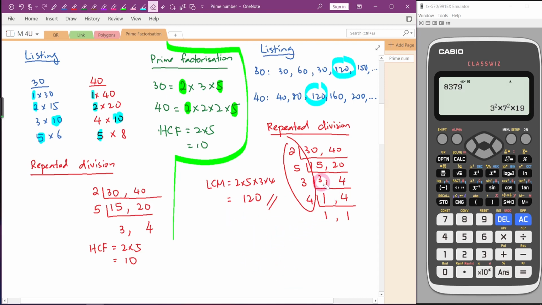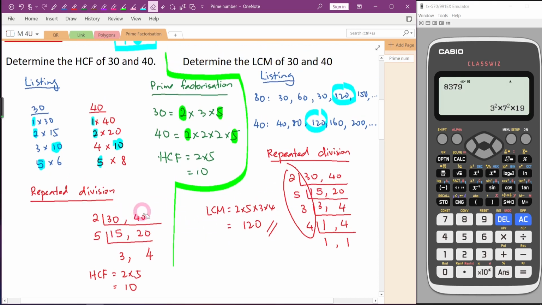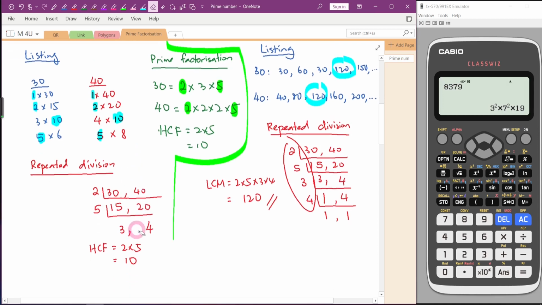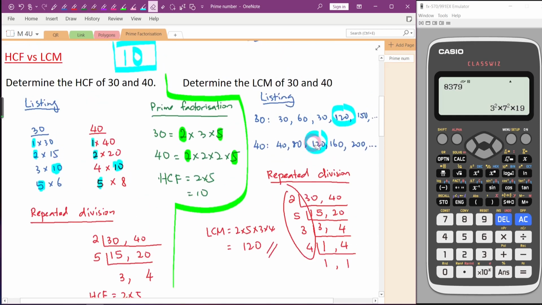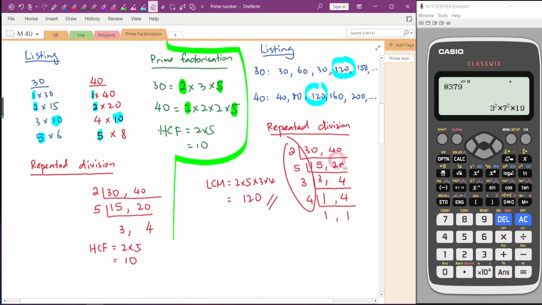So don't mix up these two because the steps are quite similar. For HCF, we stop here whenever they don't have a common factor except 1. For LCM, if we don't have any common factor except 1, we can just bring down the number. Like for example, this 3 and 4, here we stop, but for LCM we still continue.